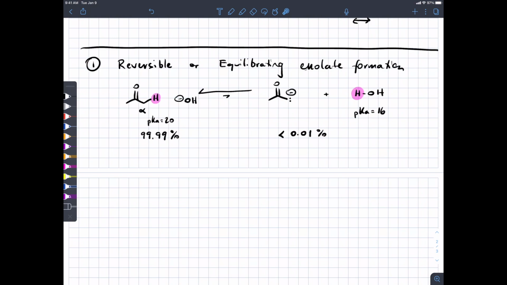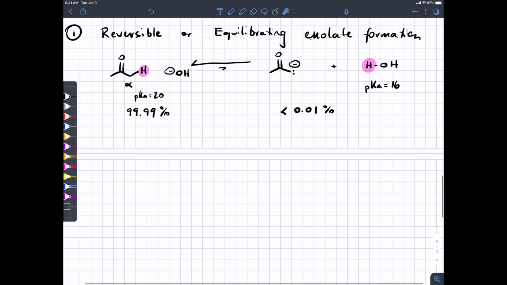Why would you want to do this in the first place? Well, it turns out that even 0.01% enolate is enough to do some chemistry with. And by Le Chatelier's principle, if I shunt off this enolate into some other product, that's going to pull the equilibrium forward, generate more enolate, which can then go and react to make product. So despite the fact that there's not very much present, you can do chemistry that way.